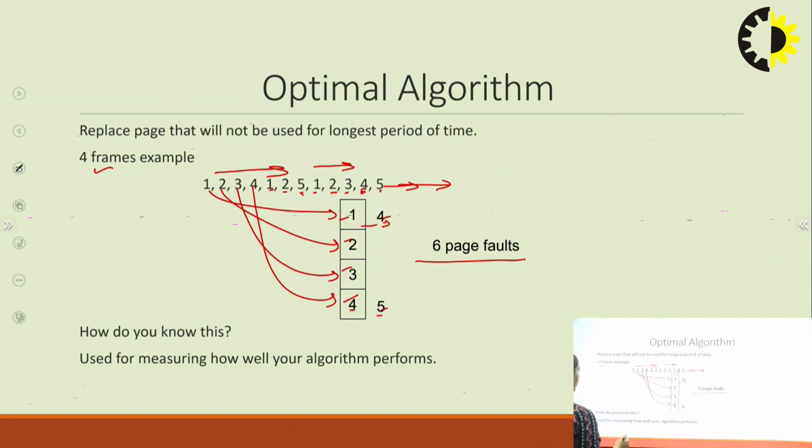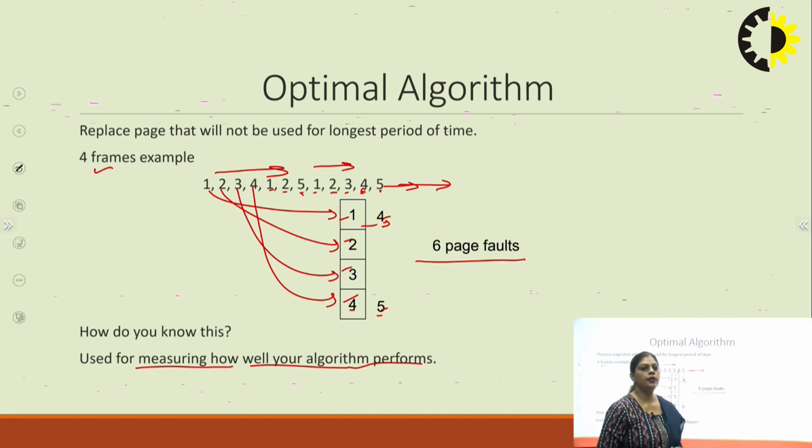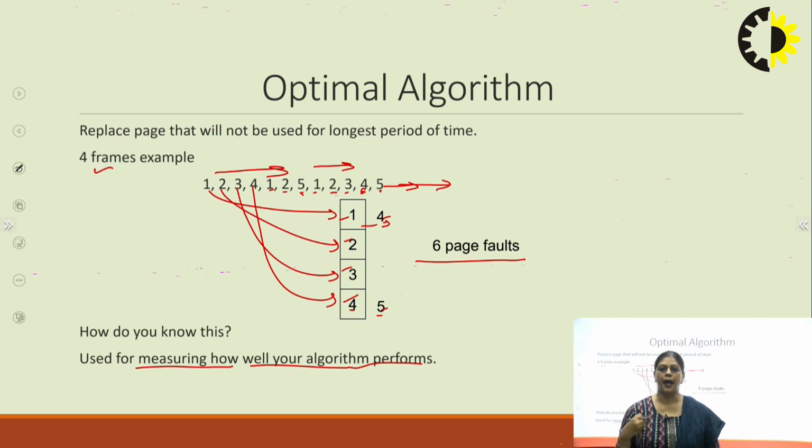How do you know that this particular page will not be used in the future? It is used for measuring how well your algorithms performed, right? Then you require prior information from the program that it will be requiring these pages in the future. Then only you can run this algorithm.